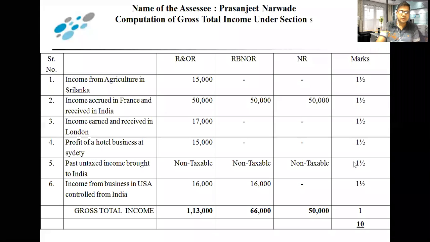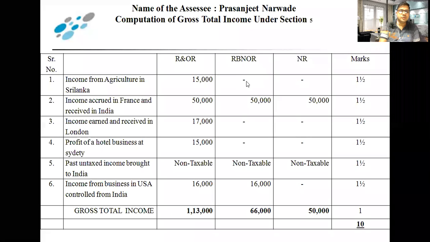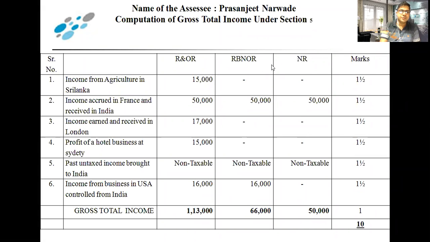So here we only have to put value under the column R&OR because it is taxable, and we will put a dot or dash under RBNOR and NR because it is not taxable to them, since the fourth condition is applicable.